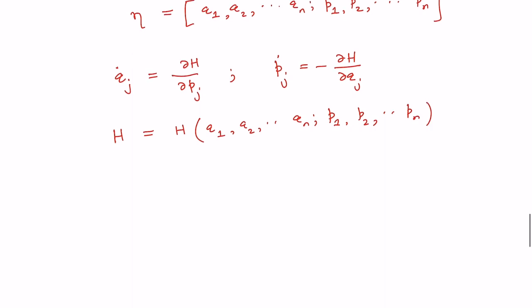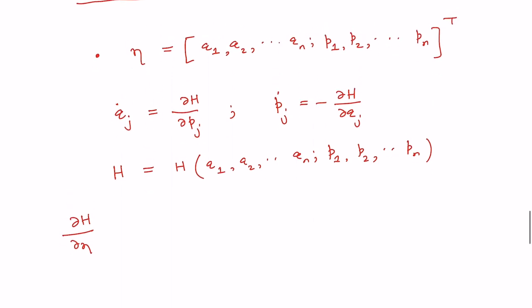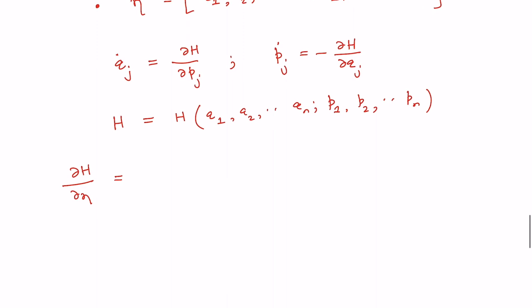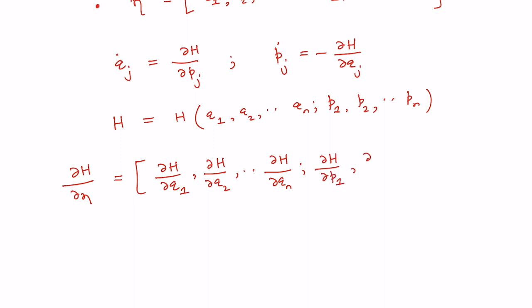And if it is so, then I can write delta H of delta eta, where eta I have defined like this, as delta H of delta q1, delta H of delta q2, like this up to delta H of delta qn. Then I have delta H of delta p1, delta H of delta p2, up to delta H of delta pn. I think it's very easy. Then I just have to take the transpose here.